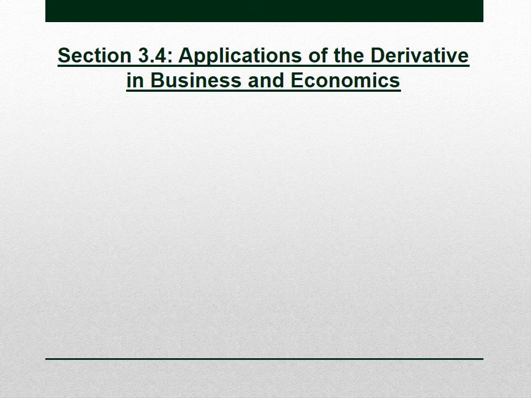Hey guys, this is the PowerPoint for 3.4. 3.4 is applications of the derivative in business and economics, right? So just like in 3.3, we're applying the derivative, and that was optimization problems. Here we're going to do it for business and economics. So what does that look like?